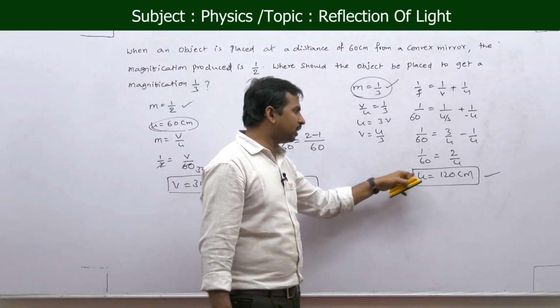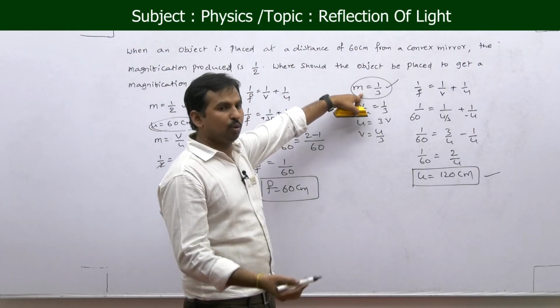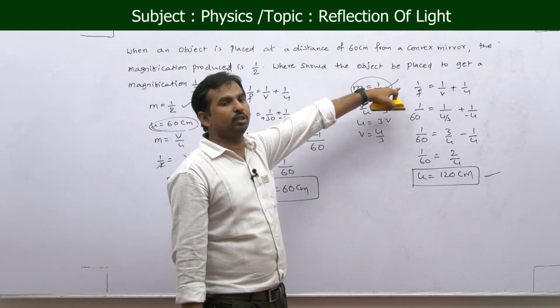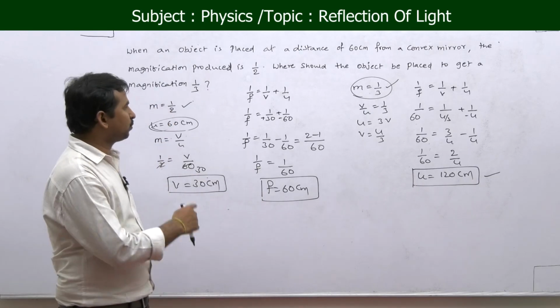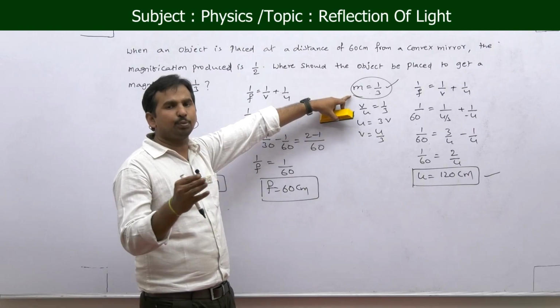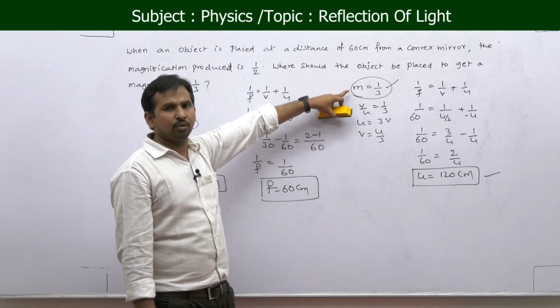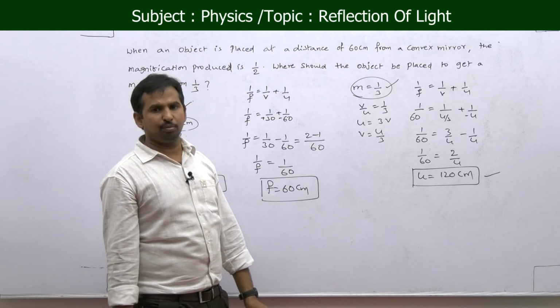If the object is at 120 centimeters, the image we get is smaller than 1 by 2, which is 1 by 3. This means that as you increase the object distance from the mirror, the size of the image gradually decreases up to the focus. Once you get to the focus, we get a highly diminished image.